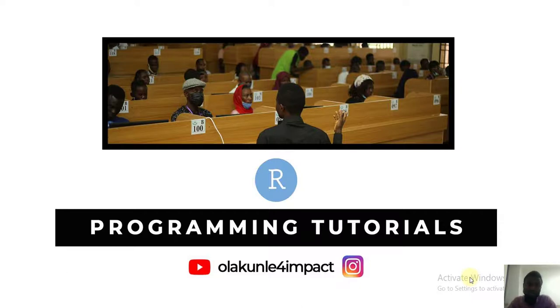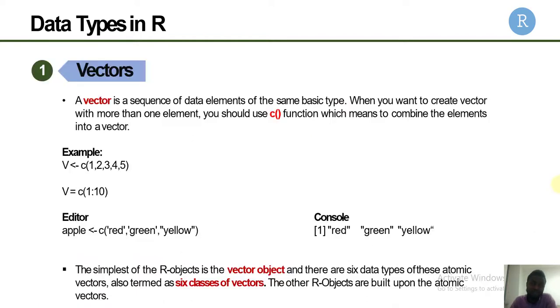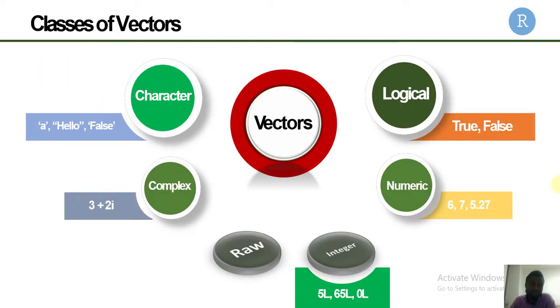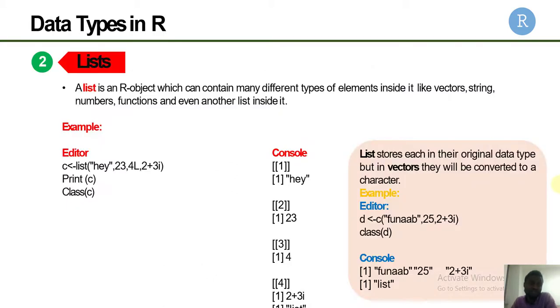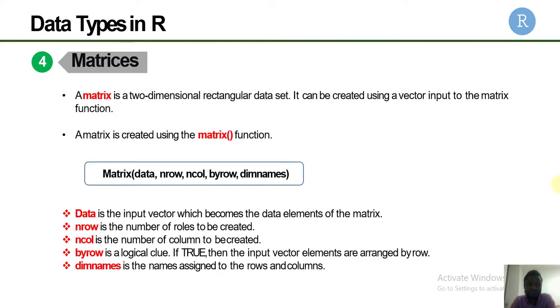Hi, and welcome back to the second part of my video series on data types in R, which are six, like we established in the first part of the video: the vectors, lists, arrays, matrices, factors, and data frames. So we have dealt a bit with vectors, types, and the classes of vectors. We've dealt with lists. We have talked about arrays, and so let's talk about matrix.